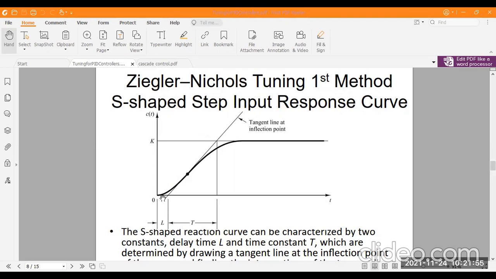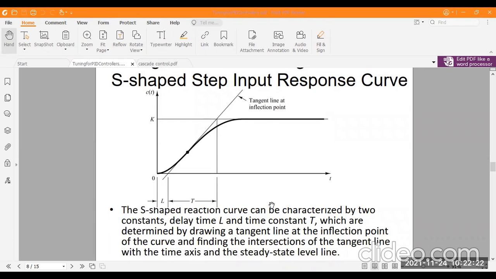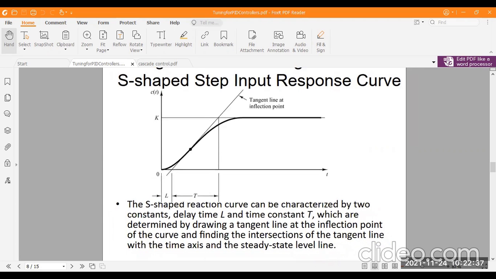Okay, so this is the starting time. Then after a few seconds, this also changes. So these are the average values. In the regions of the time constant, which are determined by drawing a tangent line. This is basically the tangent line at the inflection point of the curve, finding the intersections of the tangent line with the time axis and the steady state level line also. So when we calculate from the response of the curve, first it is saved.